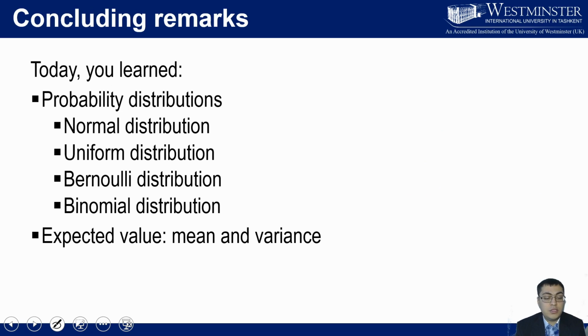That is it for this week. So this week we discussed the 4 probability distributions: the normal, the uniform, the Bernoulli, and the binomial. And we also looked at their expected values, that is their mean, and their variances.